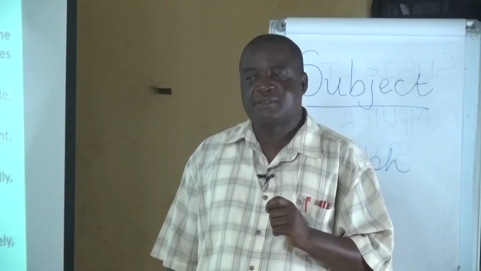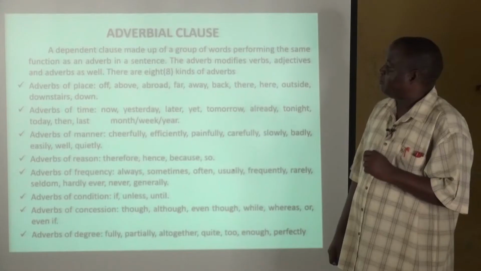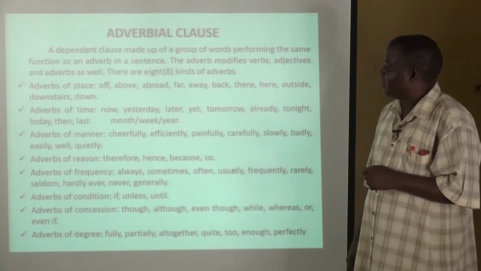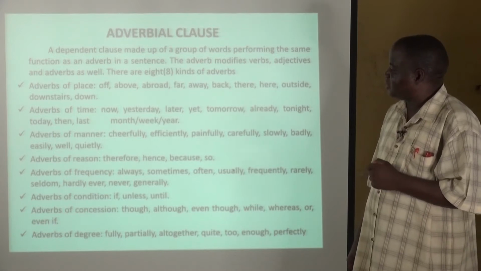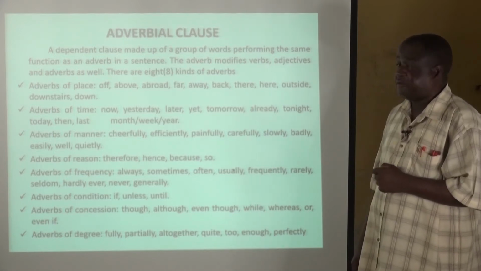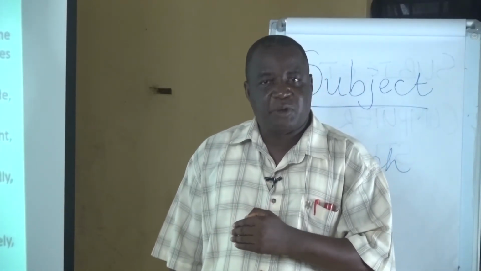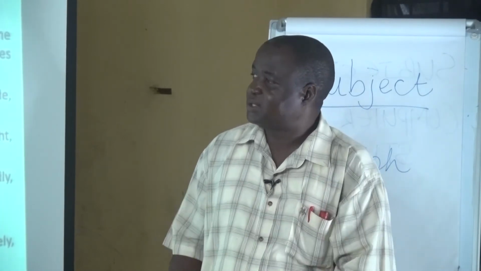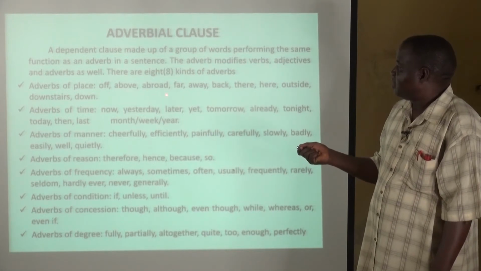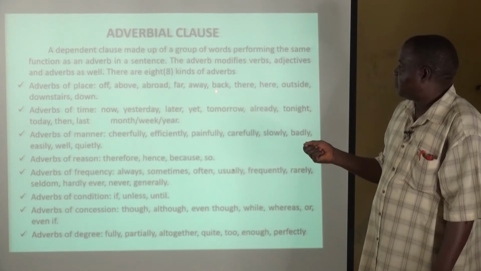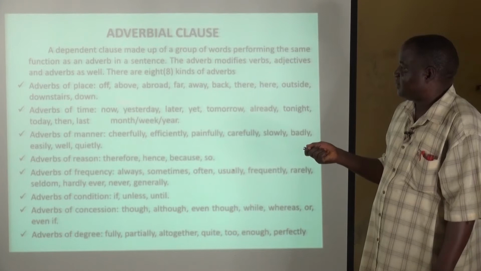There are 8 kinds of adverbs. So you have the adverb of place, adverb of time, adverb of manner, adverb of reason, adverb of frequency, adverb of condition, adverb of concession, adverb of degree. Now, under each type of the adverb that we have listed, there are a number of words, as you can see. For adverb of place, we have off, above, abroad, far, away, back, there, here, outside, downstairs, down.